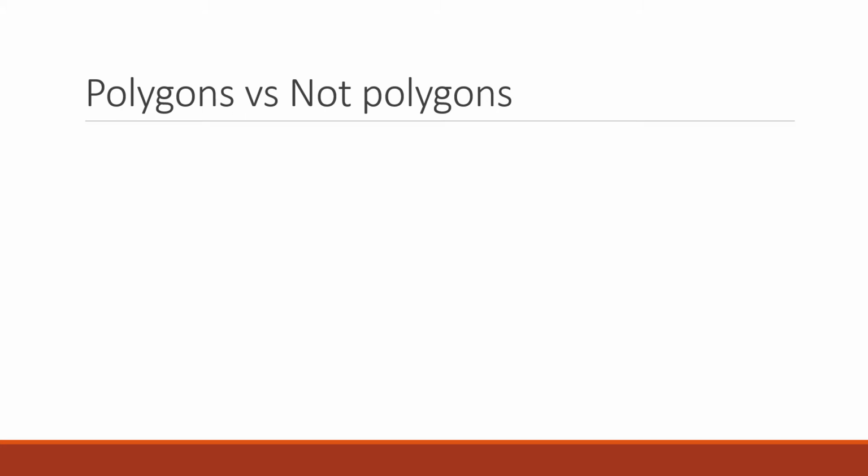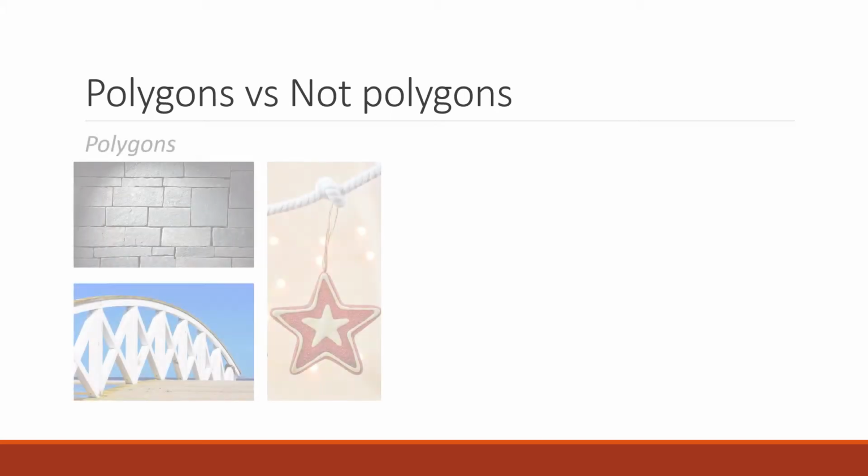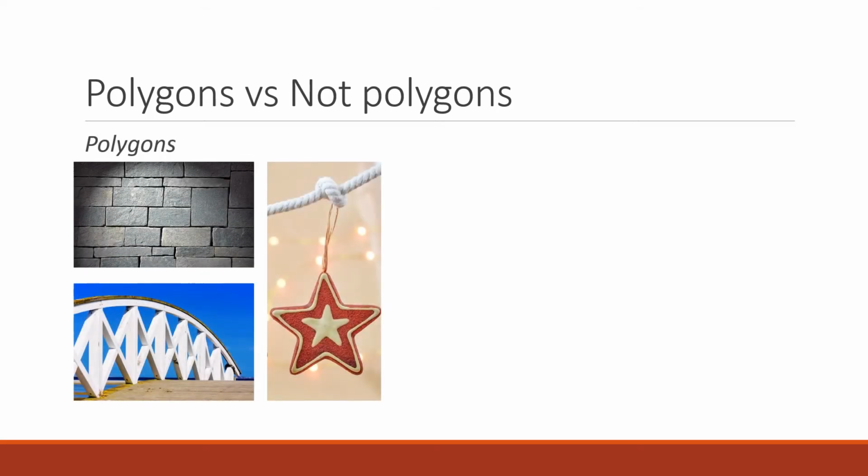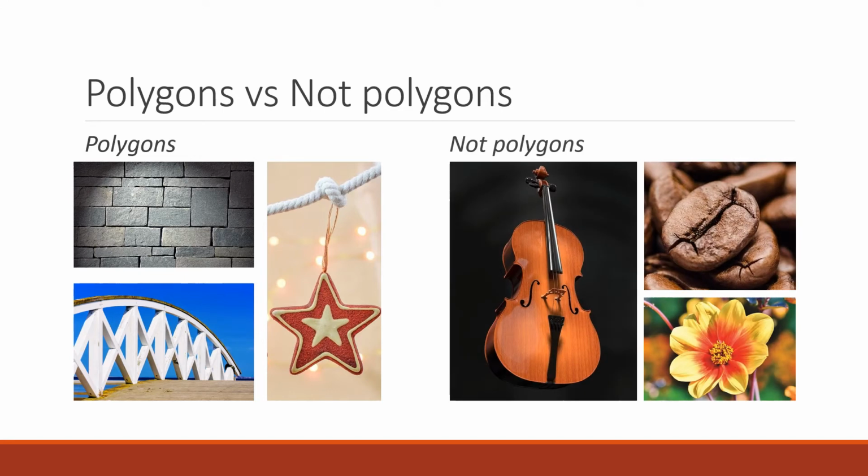Take a moment and look around. What objects do you see? Some of them are polygons, like a bridge, or if you have bricks, that's also a polygon, or maybe a Christmas ornament. Some of them are not polygons. They're curves, like a coffee bean, flowers, or a cello.